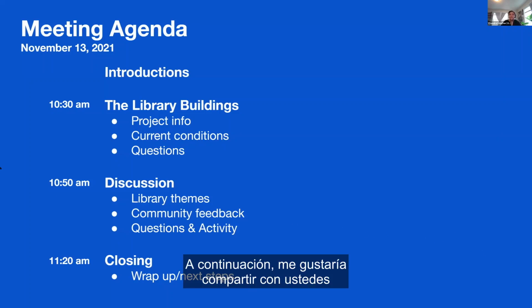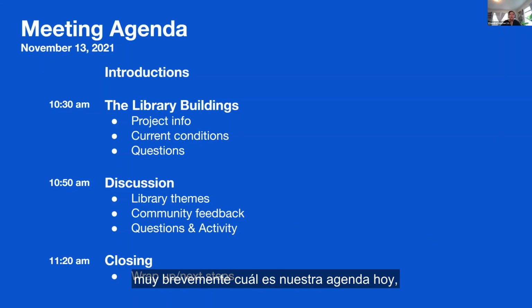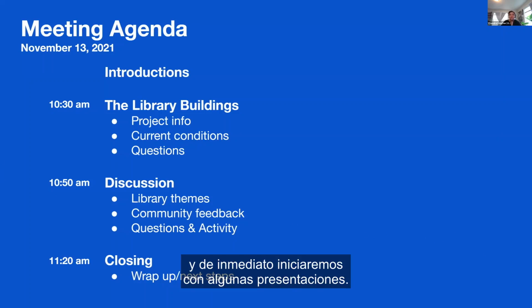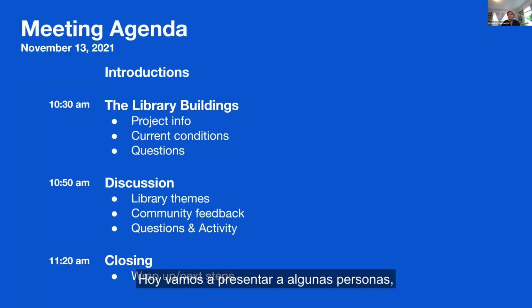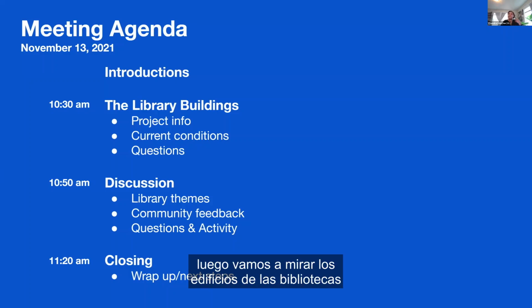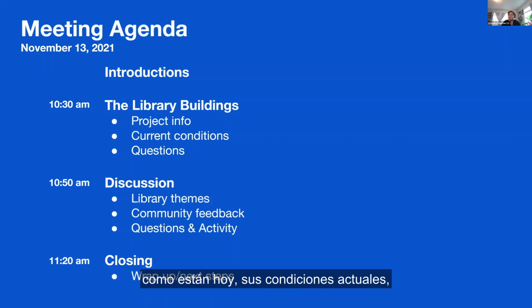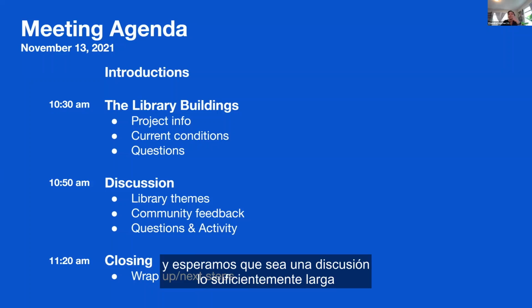So next, I'd like to just share with you very briefly what our agenda is today, and then we're going to start right into some introductions. So today we're going to introduce a few people, then we're going to look at the library buildings as they are today, their current conditions, and then we're going to have a discussion which is based around what we've talked about at the last meeting, different themes that have come up, things that folks want in the library, and that we really hope to be a long enough discussion to really get some great feedback from you.